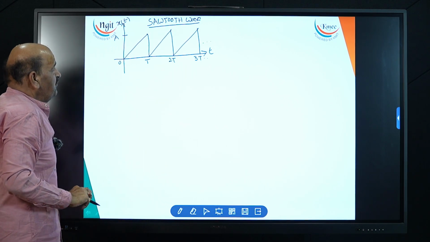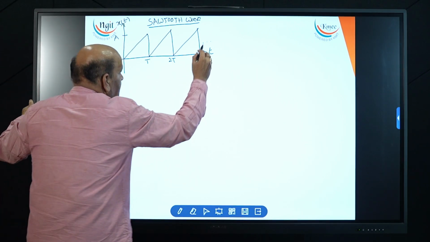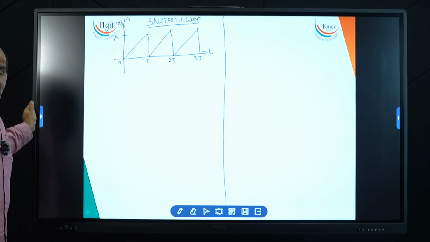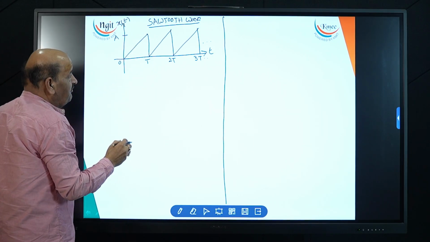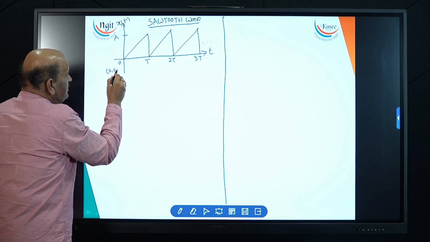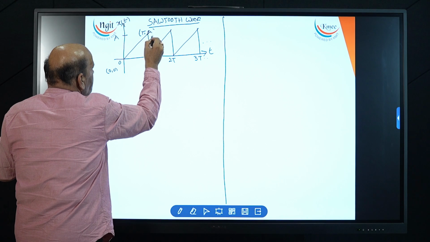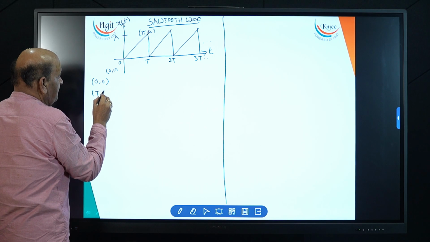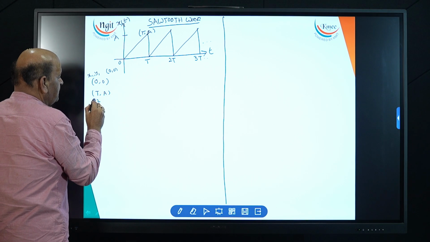A sawtooth wave is given. For this one, you have to find the Fourier series. Once a problem is given like this, first we are supposed to make the mathematical equation, that is, find the mathematical formula. The origin is the point 0, 0. Here the coordinate point is T comma A. One point is 0, 0 and another point is T comma A. Let it be x1, y1 and x2, y2.